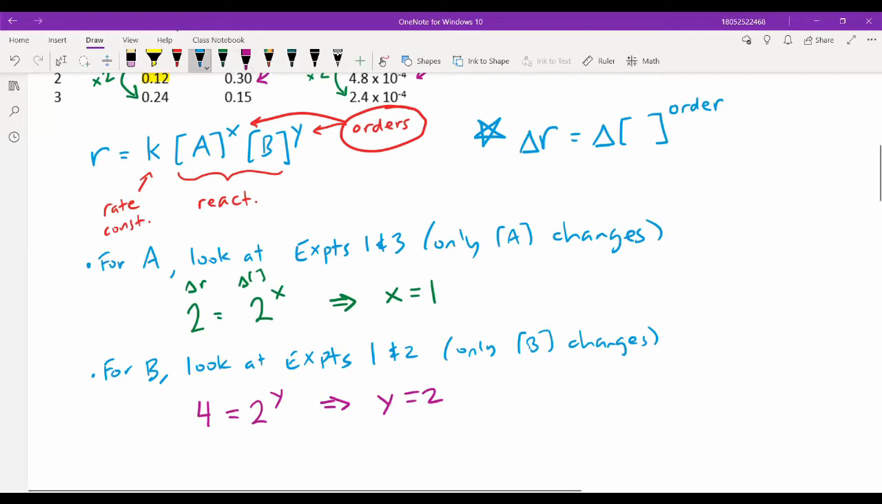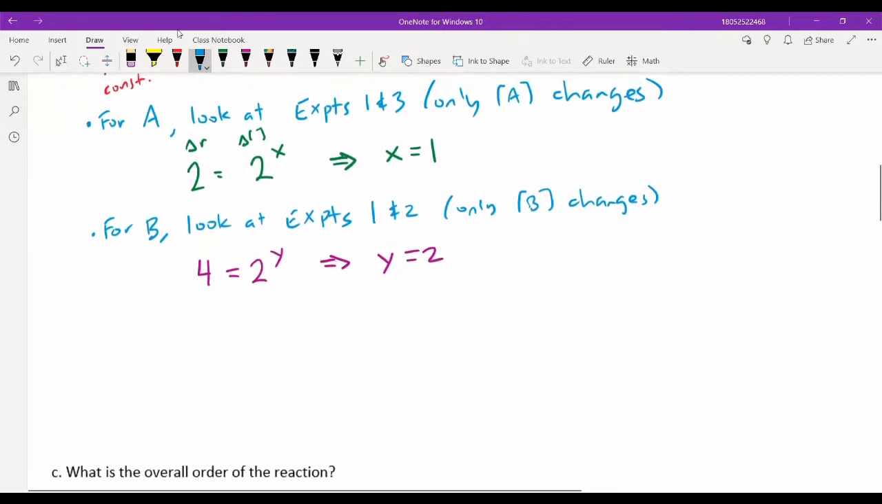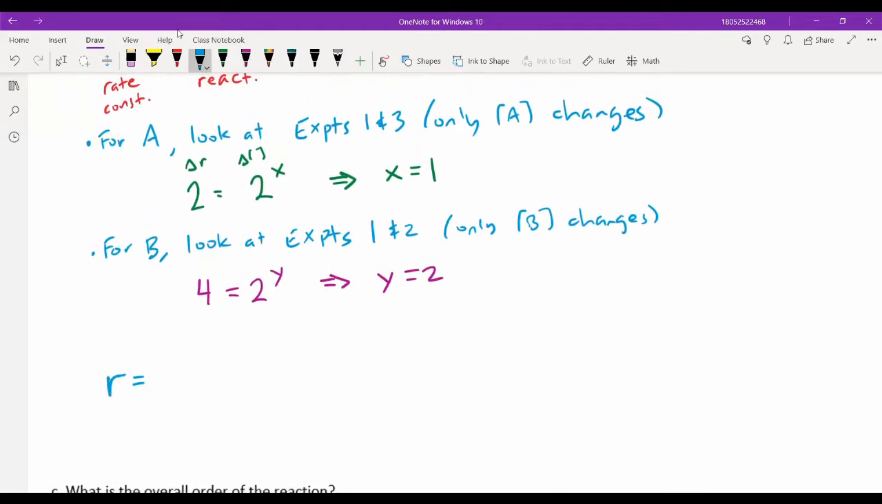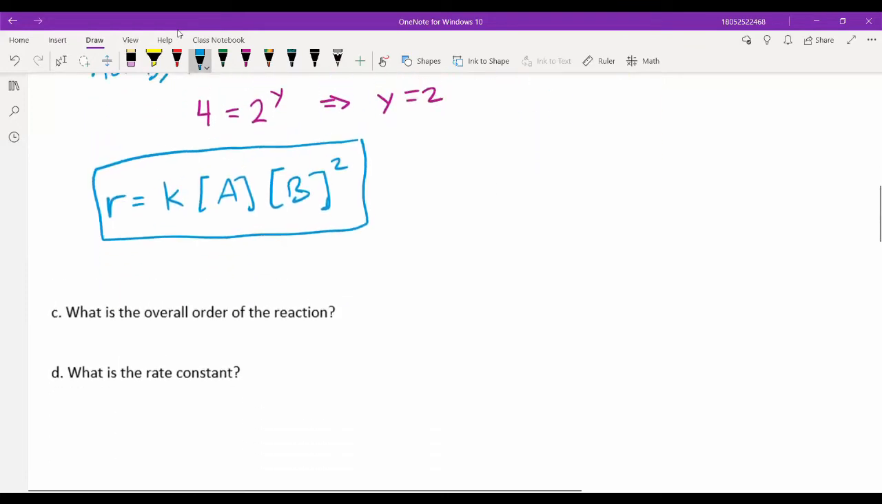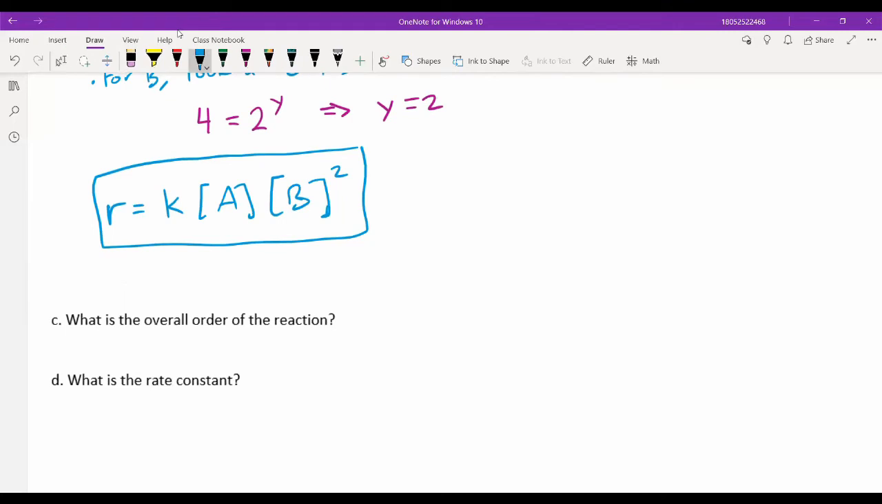So the rate law would then be rate equals k times A to the first power, and then B to the second power, or squared. So that's our rate law. And then the overall order of the reaction is pretty simple. We just add up the orders. So we have first order and second order. Let me get out my calculator here. That's a third order overall.